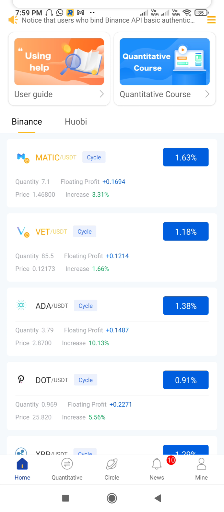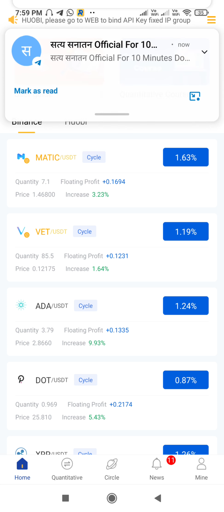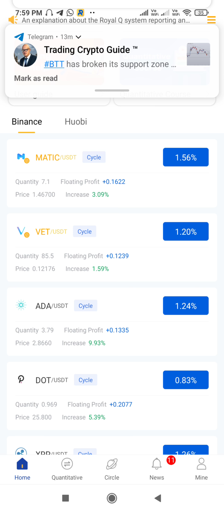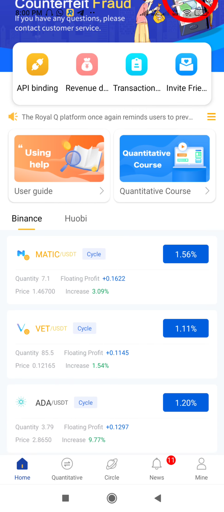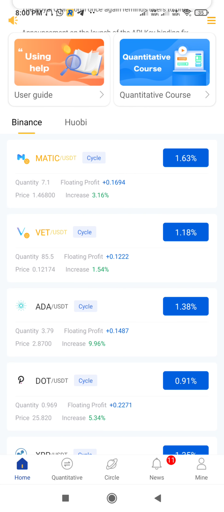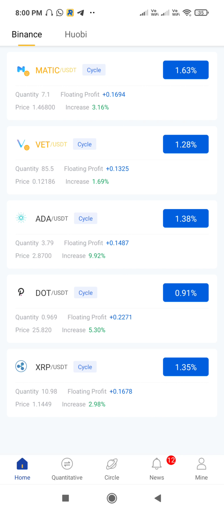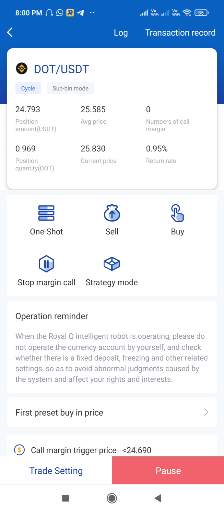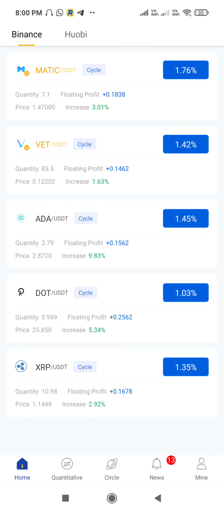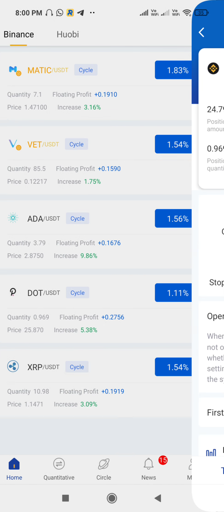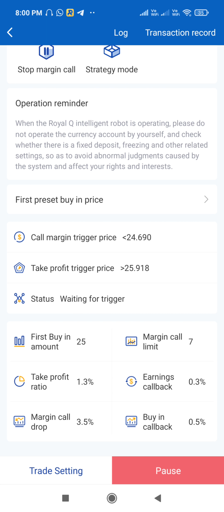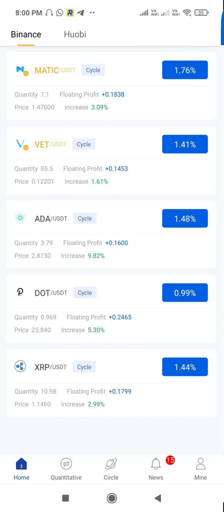See here, it is showing 1.63. As it comes down like 0.3, it will automatically close my trade in profit. See, all trades are in profit. This is my strategy. All trades are in my profit. This one is going to close now in profit, this is going to close in profit, this is also going to close in my profit. In Matic I have put $10, and only in one, DOT, I put $25. You can see here, $25. Hope you got the point.